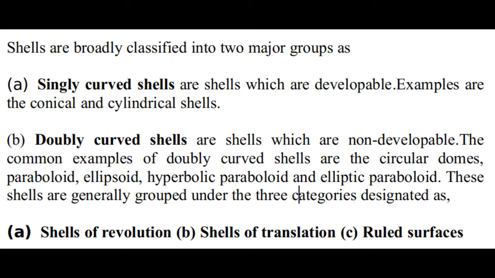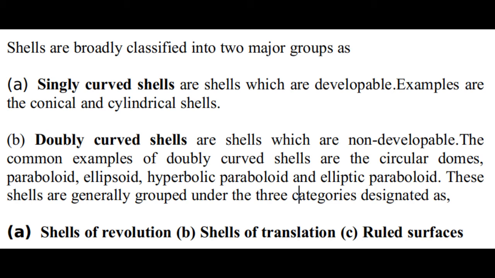Shells are also classified into two major groups: single curved shell and double curved shell. Single curved shells are those where the shells are developable, that means they can be developed. For example, the conical and the cylindrical shells. A conical shell can be developed into a right angle triangle, and the base is the circle. Similarly, a cylindrical shell can be developed into a rectangle, with a base as the circle. So these are the single curved shells which are developable. Their surface can be developed further.